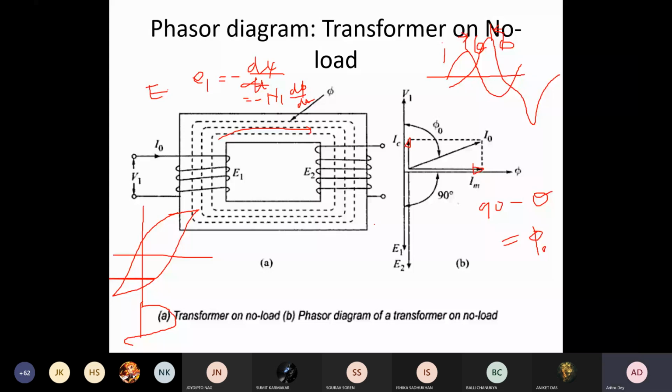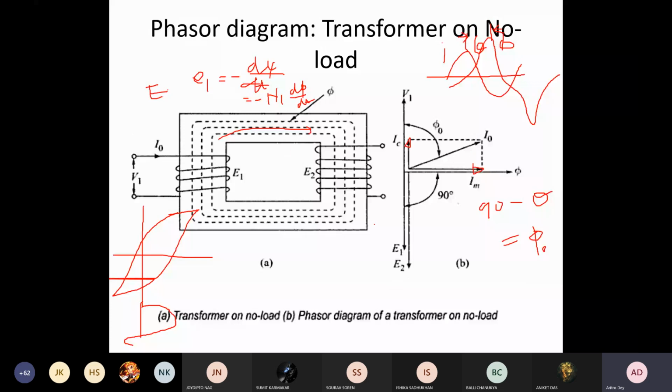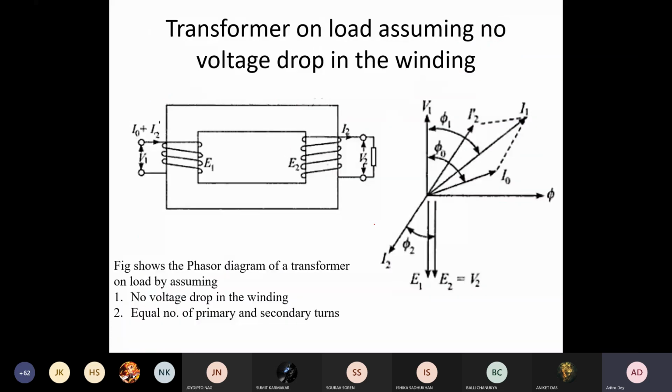So now let us assume that earlier there was no load, it is open, but now the transformer is on load, assuming no voltage drop in the winding. So here it is assumed that the winding has no resistance and no leakage reactance, and then we connect our load on the secondary. Then how will your phasor diagram change? As soon as we connect the load, the circuit will be closed, then there will be current through the coil, and once there is a current through the coil, a flux will be produced.